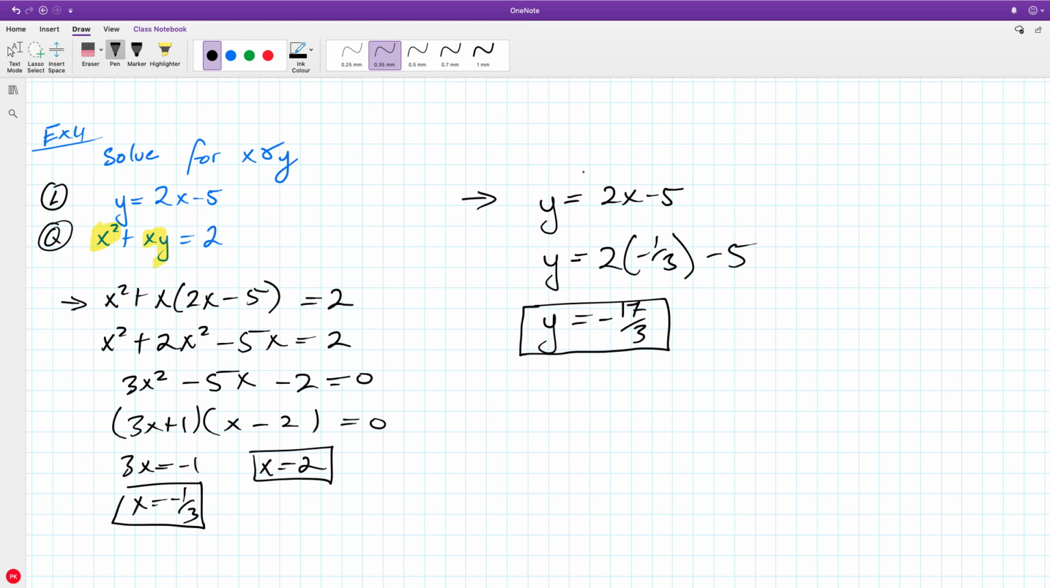Yeah. And then sub it back in again. Y is equal to 2x minus 5. Y is equal to 2 times 2 minus 5. Y is equal to 4 minus 5. Y is equal to minus 1.